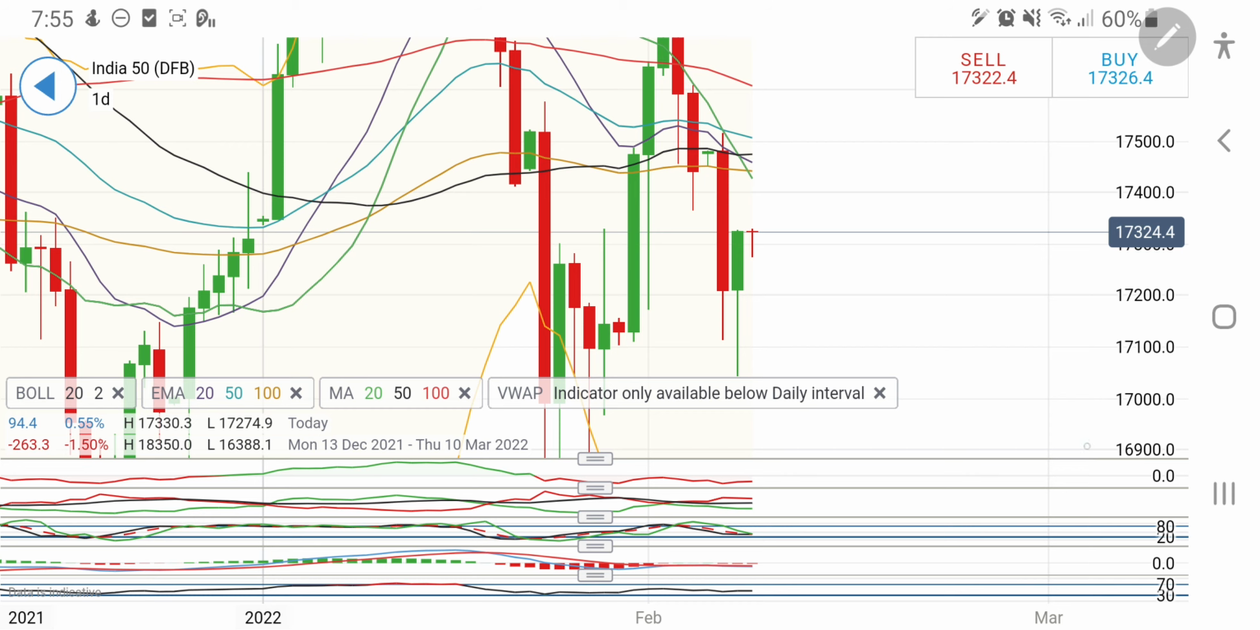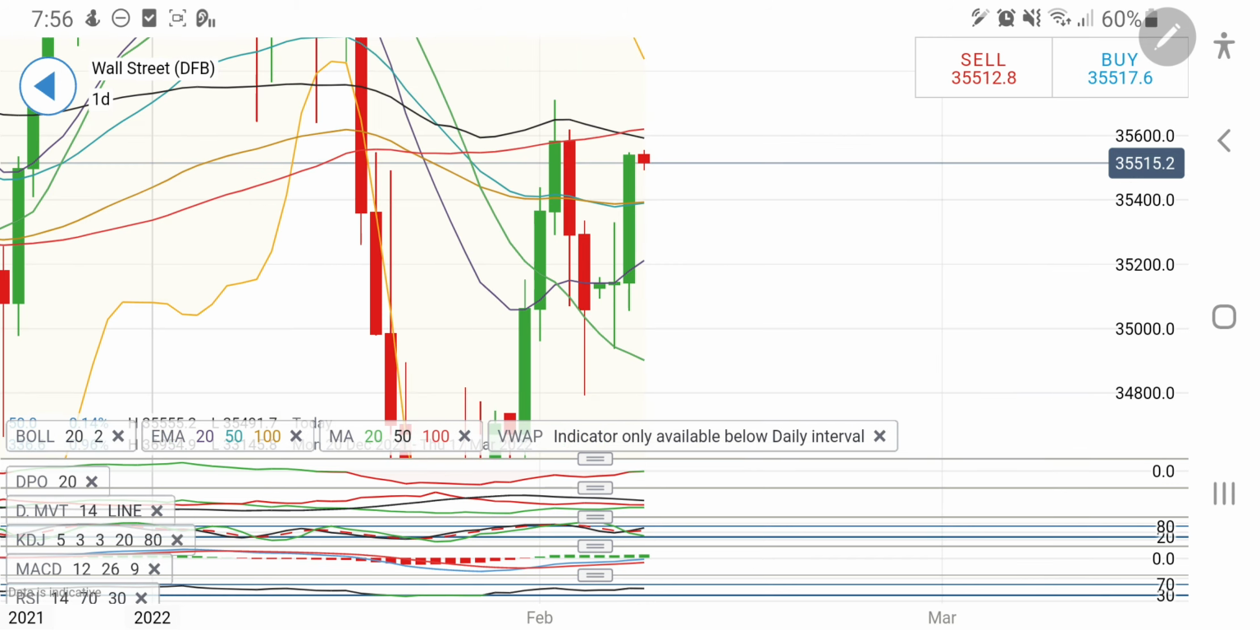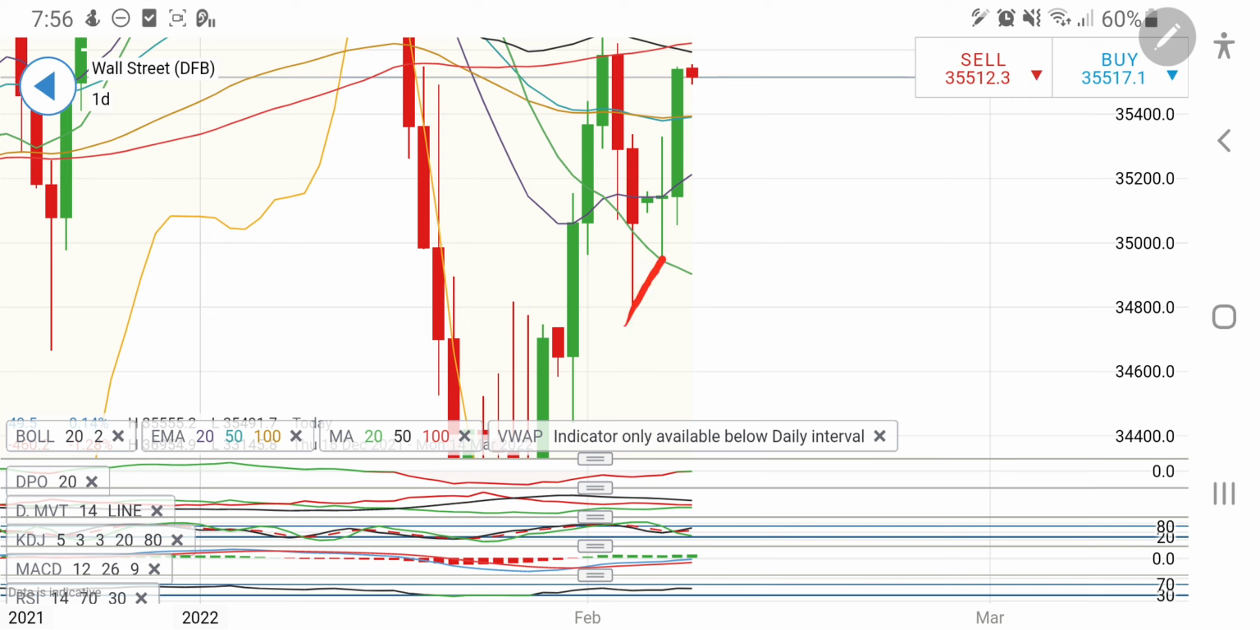Now let's move to US markets. Now US 30, you can see higher lows. The support here is around 35,200 to 35,150 levels, and 35,150 is a very strong support, and 35,400 will also act as a strong support. So only once it breaks 35,400, I will expect it to drop a little.